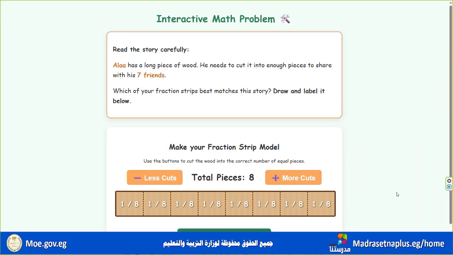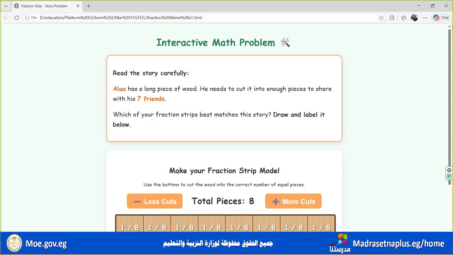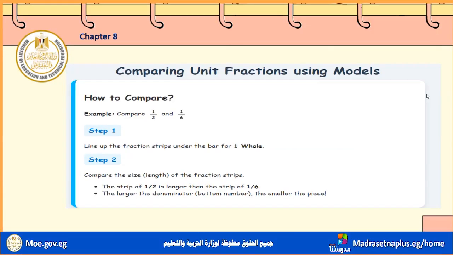This example will help you for the next quiz. Now you should be ready for the next quiz. Now the next part is about lesson 4, to compare between fractions.